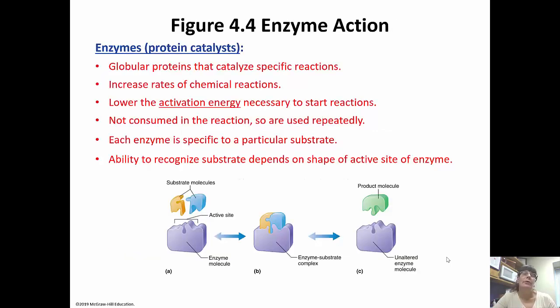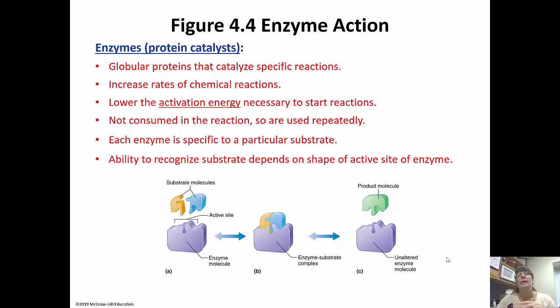So enzymes are proteins and they're catalysts, meaning that they speed up chemical reactions. Globular proteins catalyze specific reactions, and they're going to increase the rates of those reactions. They do this because they lower the activation energy that is required to start the reactions. So it's like if you imagine you're trying to push a rock up a hill, and it's a really big hill. It's going to take a lot of energy to do that.